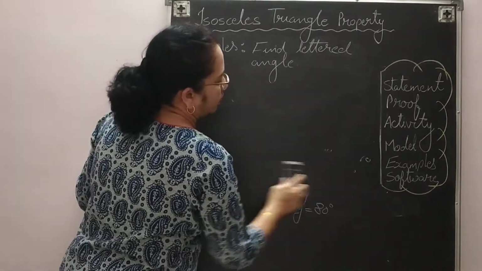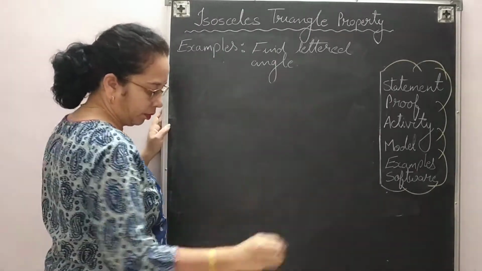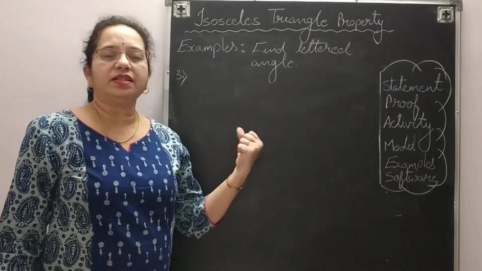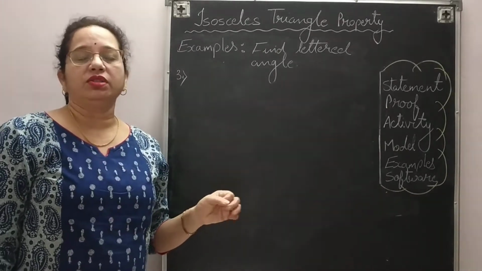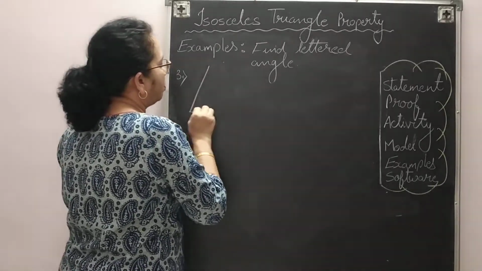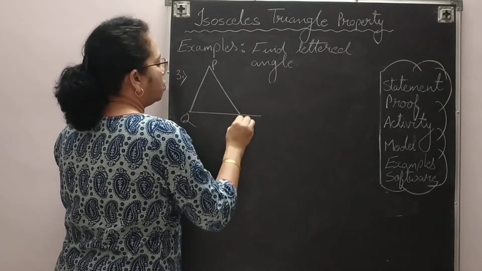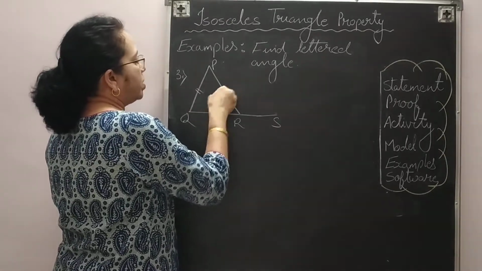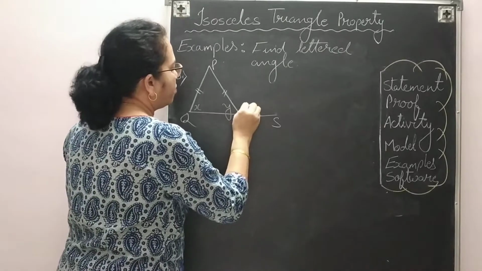Now we will go for the third example. So you can see that in such type of questions we are using isosceles triangle property, and at the same time we are using angle sum property also. Now in the third sum we will use one more property that I have already explained to you. Suppose P, Q, R and this is S. Okay. So these two are equal. So X is equal to Y, and this is given 120 degrees.